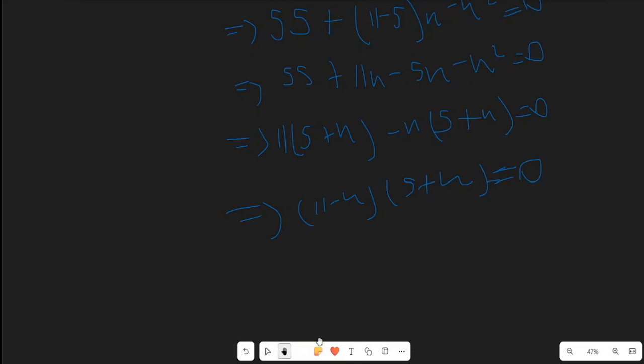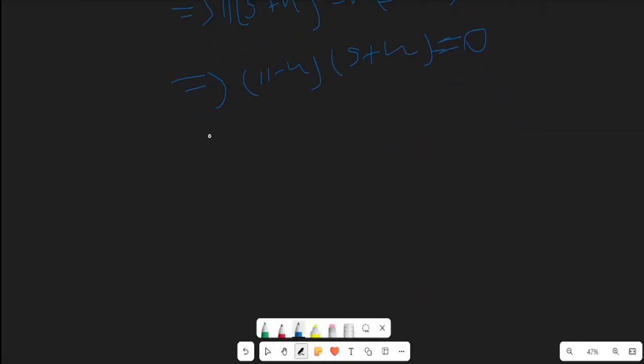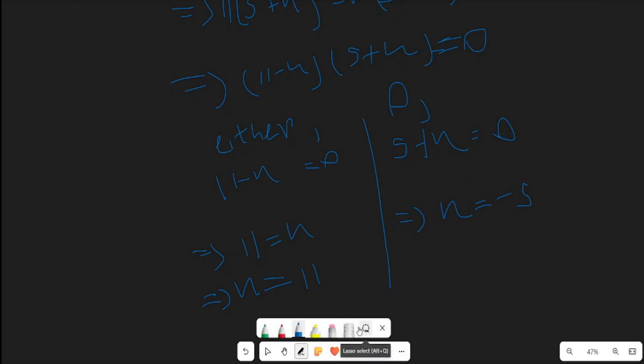Now we have to do the either or method. So let's write either 11 minus x equals 0, so 11 equals x, or x equals 11. Or, we have 5 plus x equals 0, so x equals minus 5. So we have two possible values for x. One is x equals minus 5 and another is x equals 11.